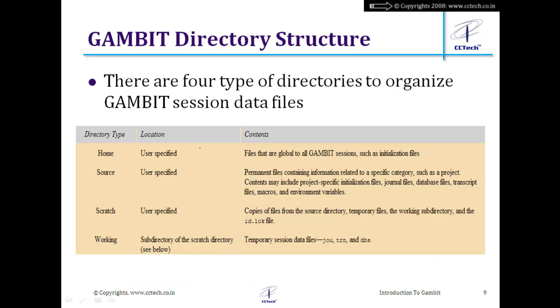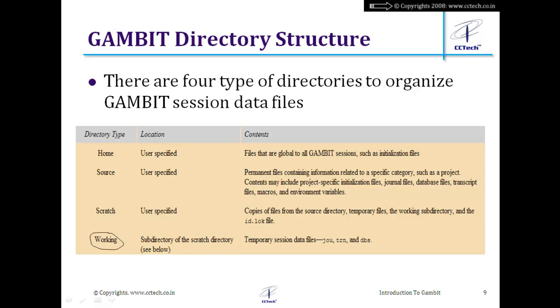These are the typical files or directories which are associated with Gambit. One we call a home directory, another is called a source directory. There is something called a scratch directory and a working directory. You need not worry about all these directories. The one thing that you have to worry about is the working directory, how it works and what is the use of the working directory.